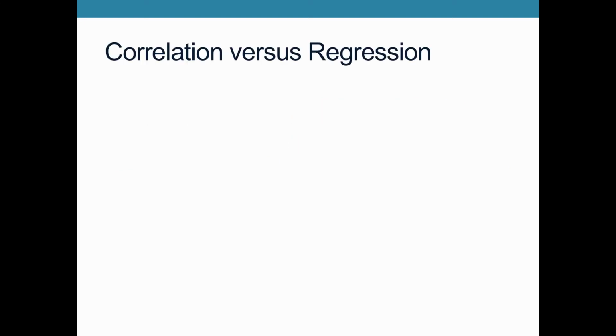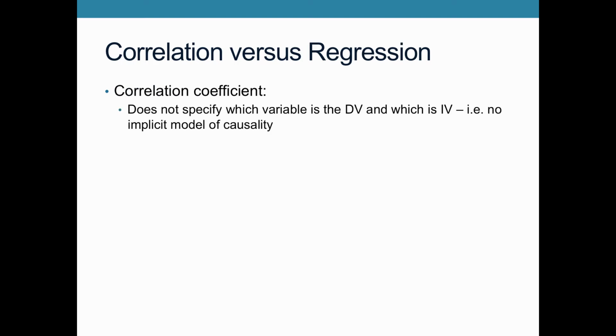So first, let's think about the relationship between correlation and regression. We just talked about the correlation coefficient, which measures the relationship between variables. So how is that different than what we're doing with regression? Again, the correlation coefficient isn't specifying which variable is the dependent variable and which one's the independent variable. It's just saying how do two variables vary together? How much are they related? But you're not saying that X causes Y. So there's no model of causality that's built into this.